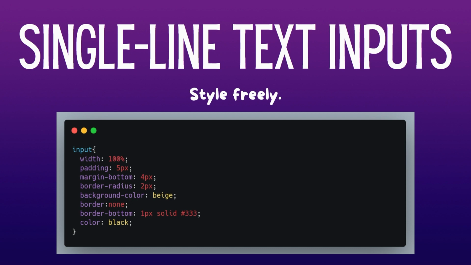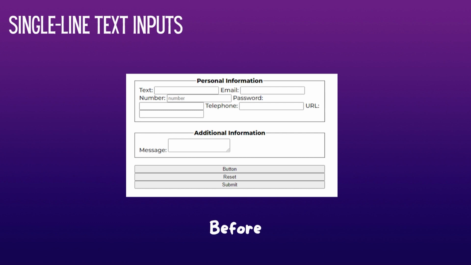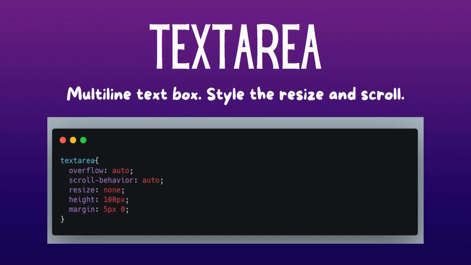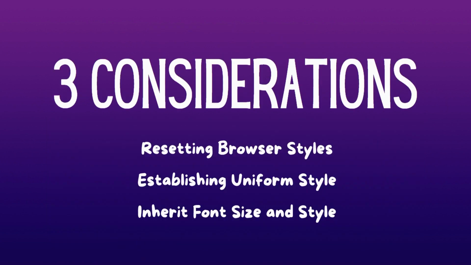When it comes to text inputs, you can style them freely, no real limitations there. This is an example before I added some input styles and after. Looks really nice, but look at that text area. The text area looks a little strange. You can go ahead and know that you can style it just like any other input, but want to consider the resize and the scroll. Do I want to allow my users to resize it, or do I want it to stay a specific height and width throughout the duration of their experience?